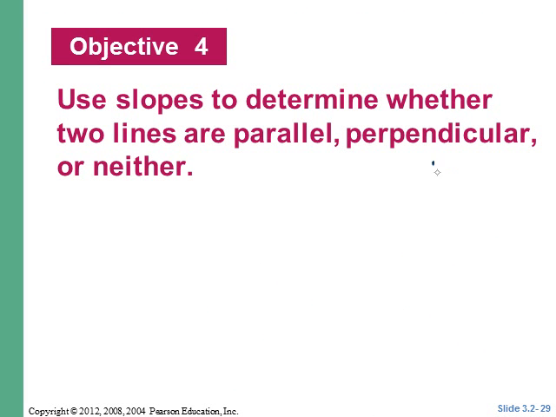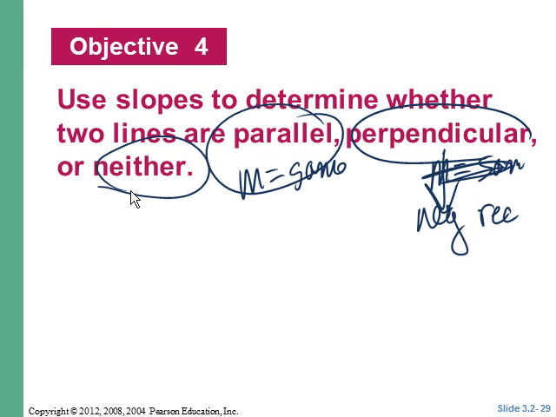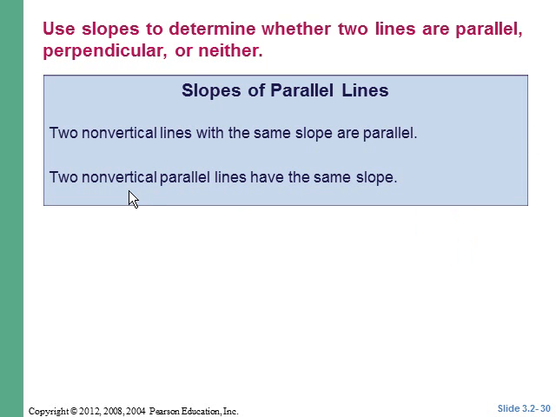Now, if two lines have the same slope, they are parallel. If they have negative reciprocals of each other, then they are perpendicular. A lot of times you're going to have lines that aren't parallel or perpendicular. In fact, almost every set of lines is going to be neither parallel nor perpendicular. Two non-vertical lines with the same slope are parallel. Two non-vertical lines that are parallel have the same slope. So these two are just the inverse of each other.